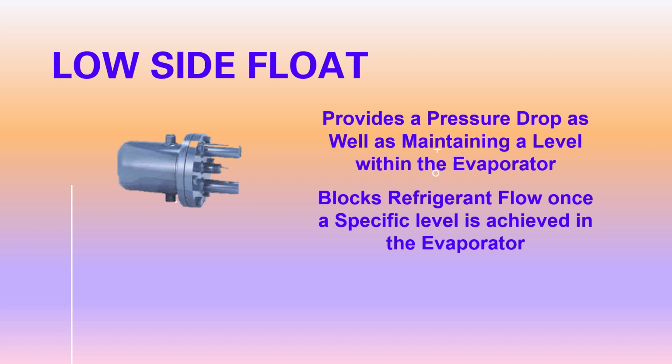And on the other side of it, we've got the low side float, which provides the pressure drop as well as maintaining a level within the evaporator. This blocks refrigerant flow once the specific level is achieved. If the level goes down, it opens and allows more refrigerant in. It just basically maintains a fixed level in the evaporator.